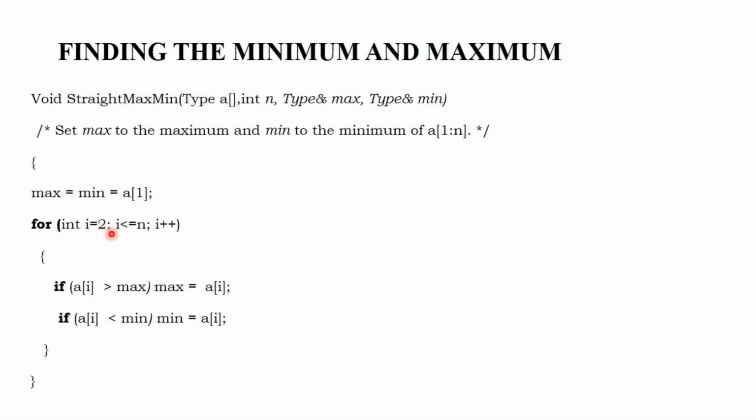Now starting from the second element until the last, we are going to check each and every element and see if the ith element that we are considering is larger than the element which is already present in the variable max. If at all it is larger, we are going to reassign the value of the ith element as the new max value. Similarly, if we find the ith element is lesser than the already assigned minimum value to the variable min, then we need to reassign the ith element in the array A as the minimum value.